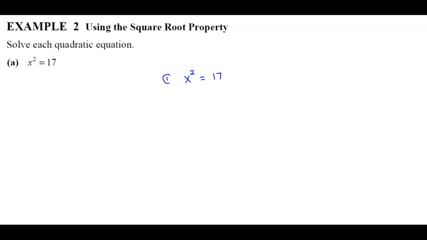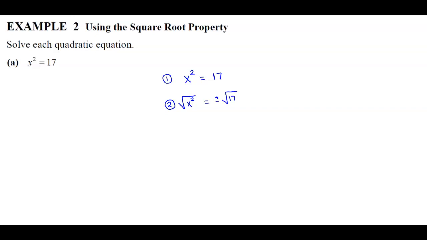Okay, so when we're using the square root property, what we need to do is take the square root of both sides. So we're going to take the square root of the left side, which is the square root of x squared, and that's going to equal the square root of 17. Now, when we take the square root of a number, we've got to make sure that we say plus or minus, because this gives us a value of plus or minus of that particular value.